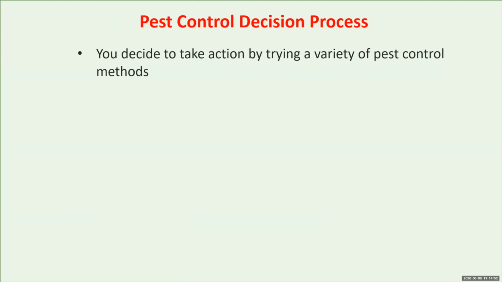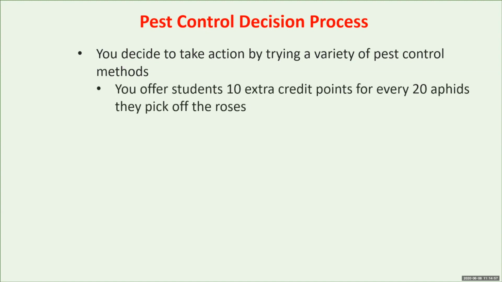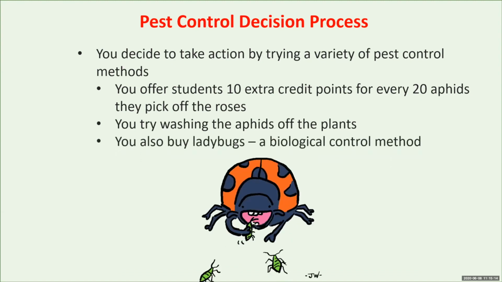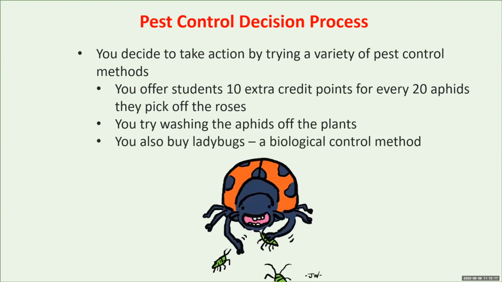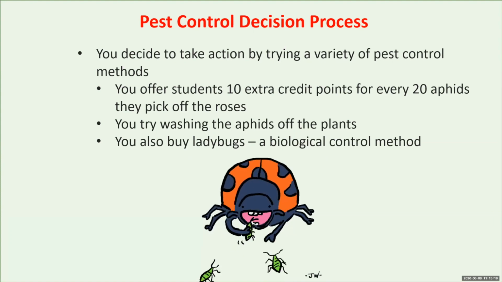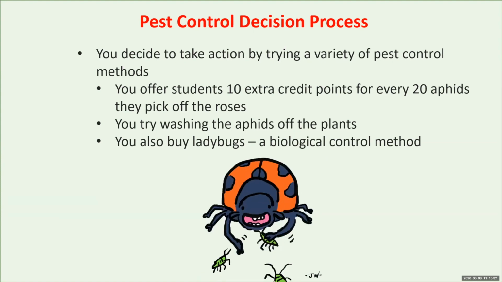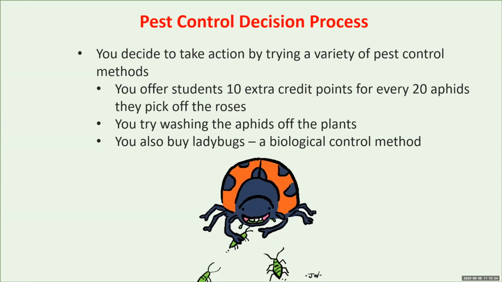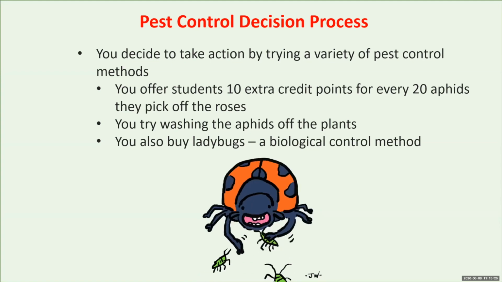So you decide to take action by trying a variety of pest control methods. You decide, oh, you know what? I'm going to tell the students they can get 10 extra bonus points for every 20 aphids they pick off the roses. Then you figure, well, you know what? Why don't I just try washing the aphids off the plant? And someone else at the school says, you know, I've heard about this great thing. It's called biological control. You can buy ladybugs. They will eat the aphids, and it'll be great. The students will think it's a lot of fun.